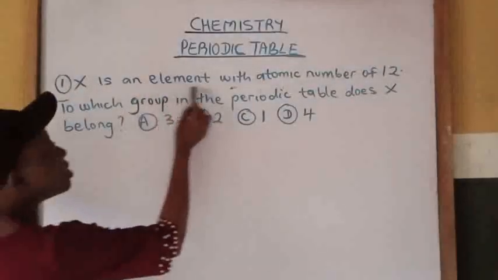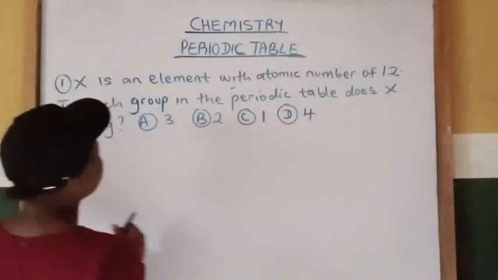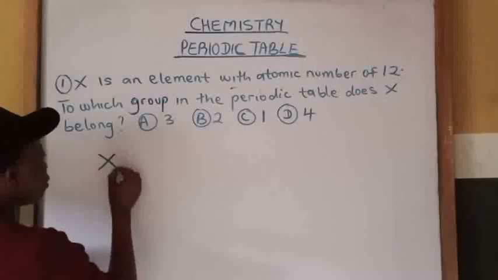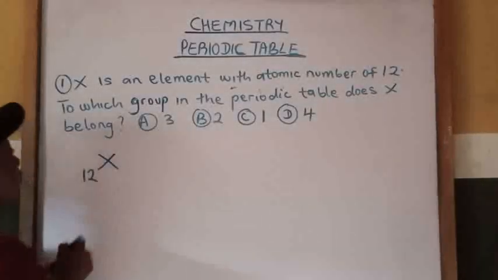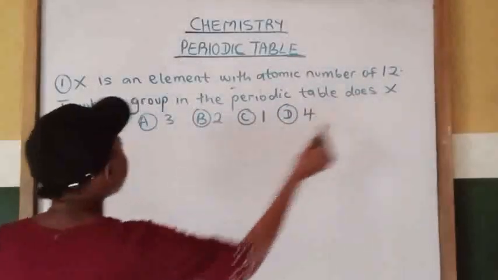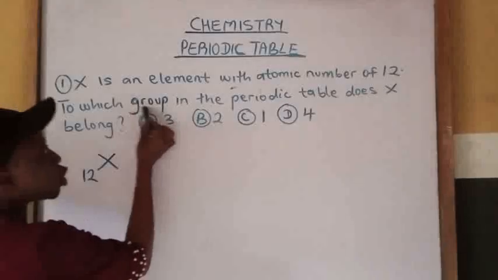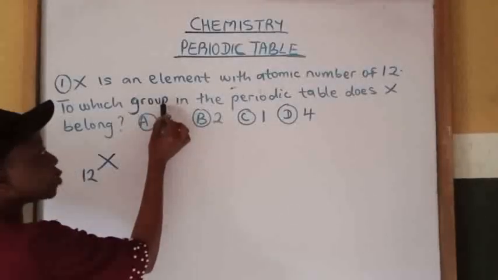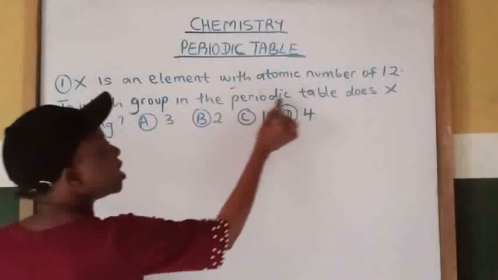X is an element with atomic number of 12. To which group in the periodic table does X belong? We are looking for the group to which element X belongs in the periodic table.